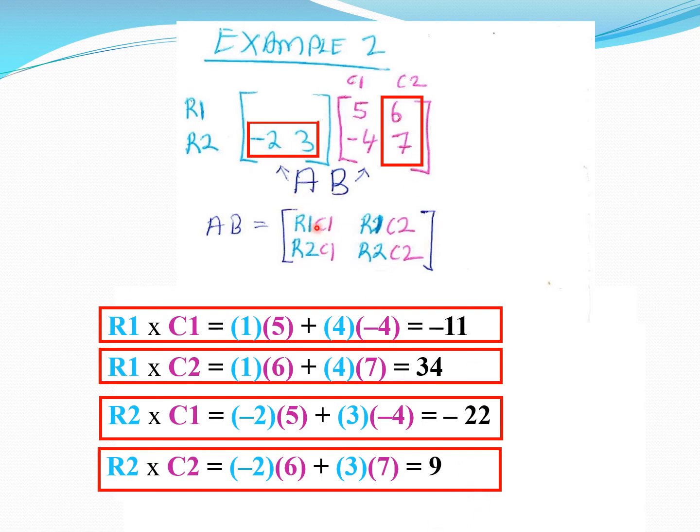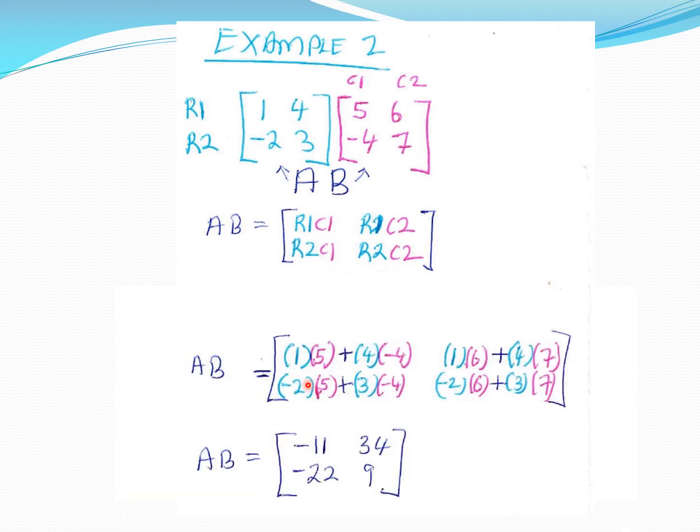So we have minus 11, 34, minus 22, and 9. So let's just see how that looks now. So there you go. The writing is a little bit messy there, but you can follow it in the previous slide. So our final answer is AB equals minus 11, 34, minus 22, and 9.